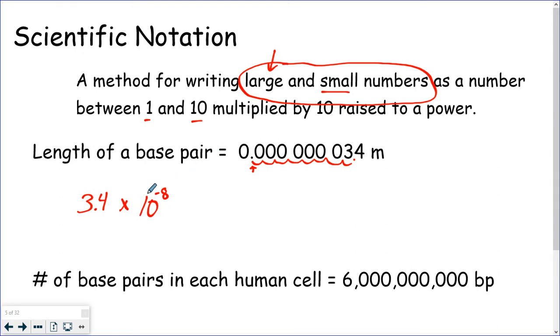And the negative 8th power tells me to move my decimal to the left when I turn this back into standard notation. So this is scientific notation, and this is standard notation. Keep your units. We write our units at the end of our scientific notation like this, the meters. And I want to help you out.